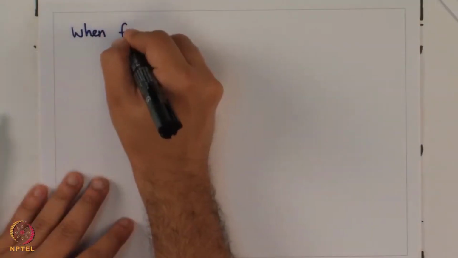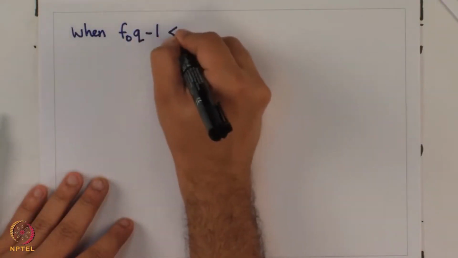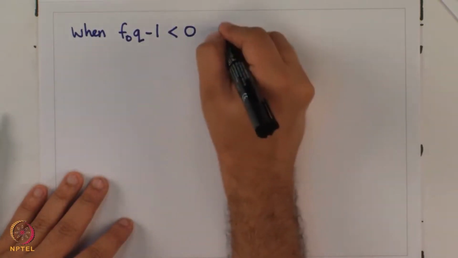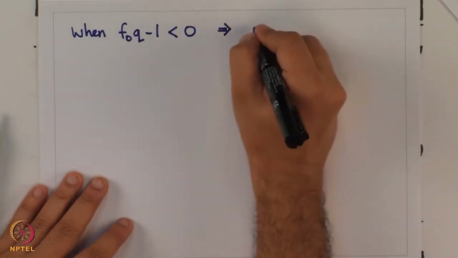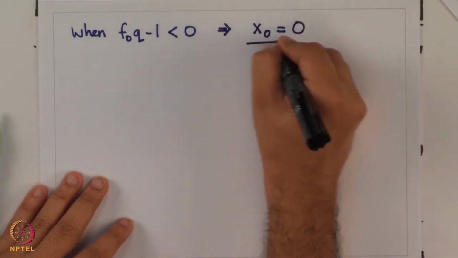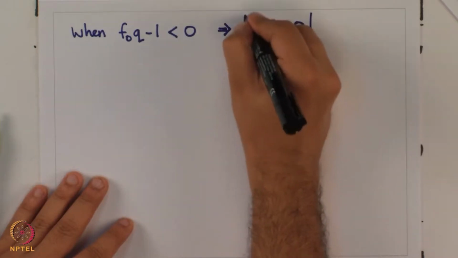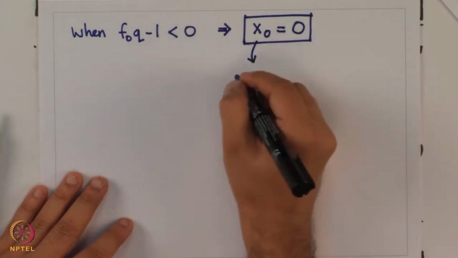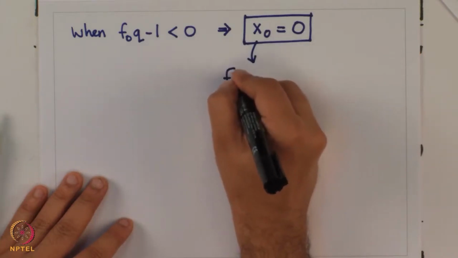We have when f naught q minus 1 is less than 0. So, let's talk about the case when f naught q minus 1 is less than 0. What's happening in this case is that mathematics is telling us that the steady state associated with this system, the stable state associated with this system, is x naught equal to 0, which is a surprising result because x naught, remember, is the fraction of individuals which belong to the fittest genotype.